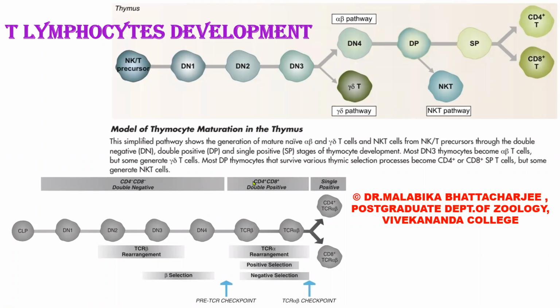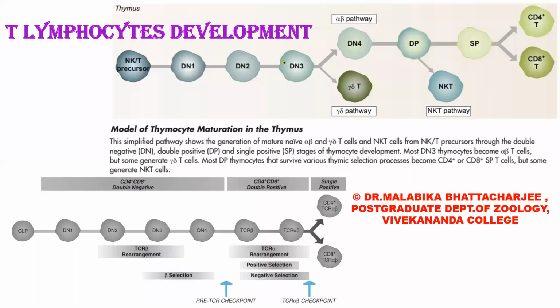Okay, so we are done with B lymphocytes. Now we move on to T lymphocytes. That's another very important cell of the adaptive immunity. If you look into the picture, the upper panel is very self-sufficient. As you can see, we have a common lymphoid precursor cell. From the common lymphoid precursor cells, we are having the double negative 1 cell, 2, 3.